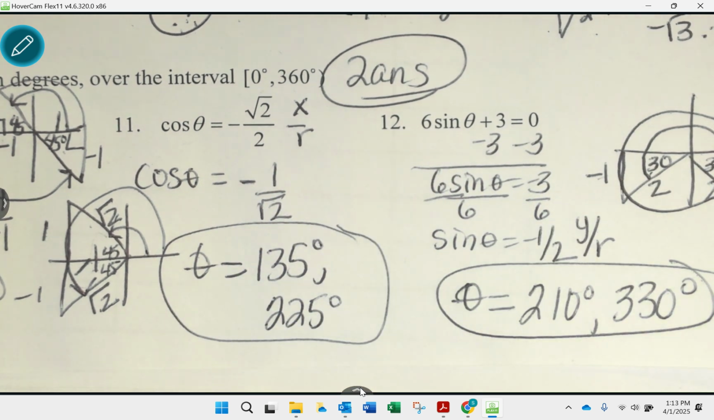All right, guys. So on your worksheet I gave you, you need to do the odds plus number 28. Number 28, you're actually going to get 4 answers. Everything else, you're just going to get 2 on that type, but 28 is going to have 4.